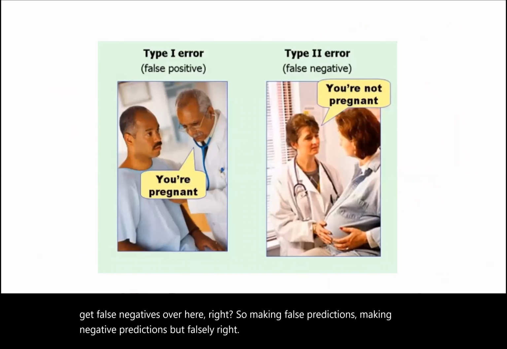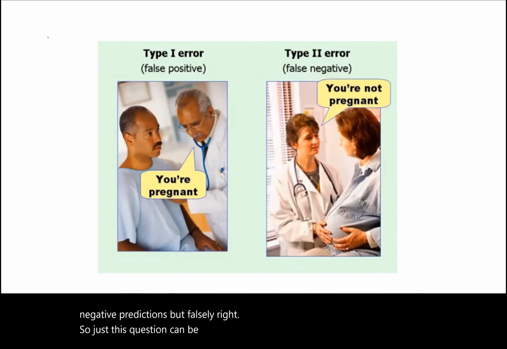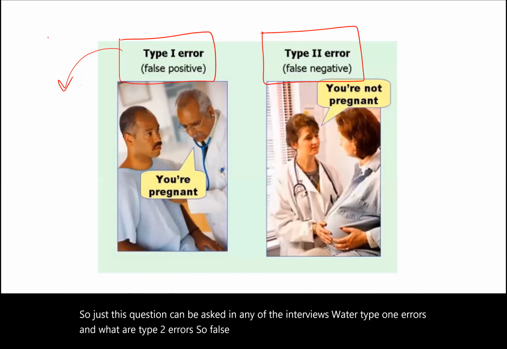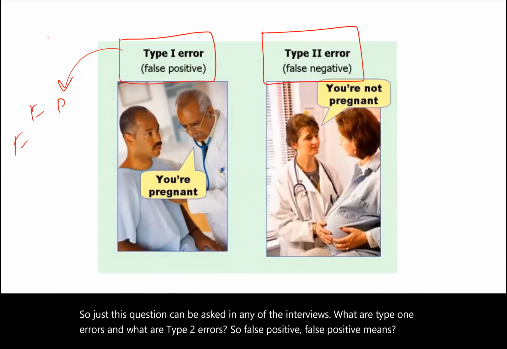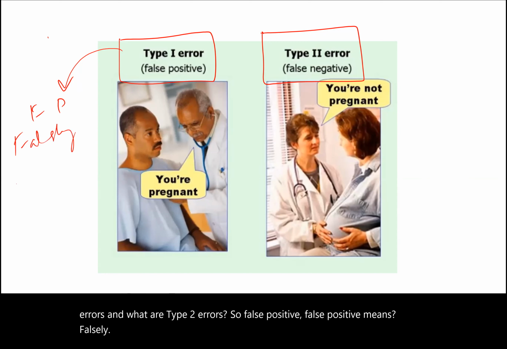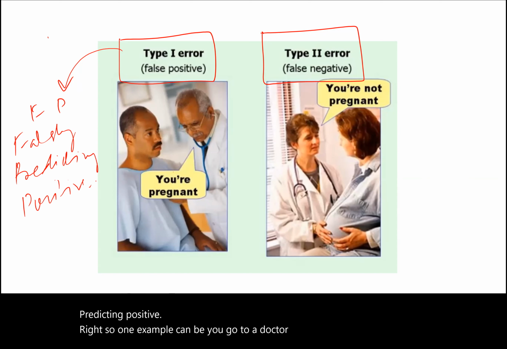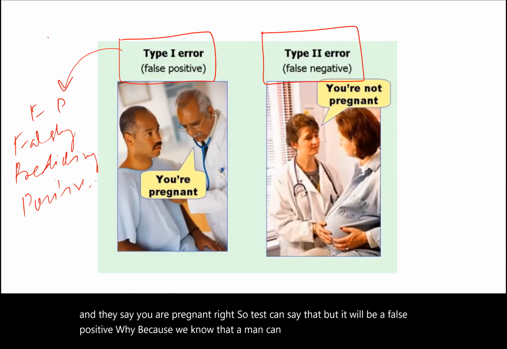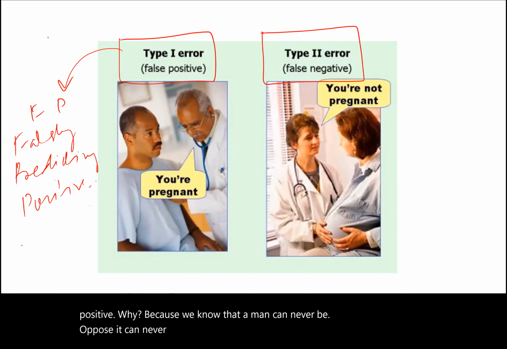This question can be asked in any interview: what are type 1 errors and what are type 2 errors? False positive means falsely predicting positive. One example can be you go to a doctor and they say you are a man and you are pregnant. The test can say that, but it will be a false positive, because we know that a man can never be pregnant.